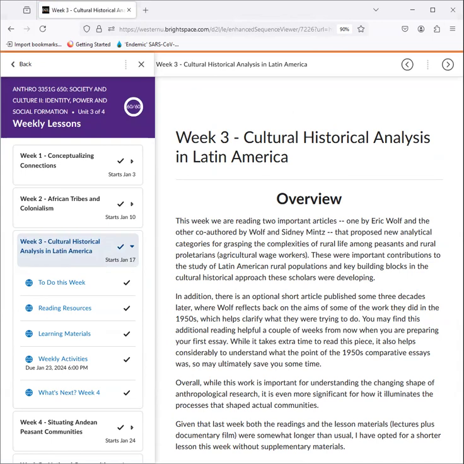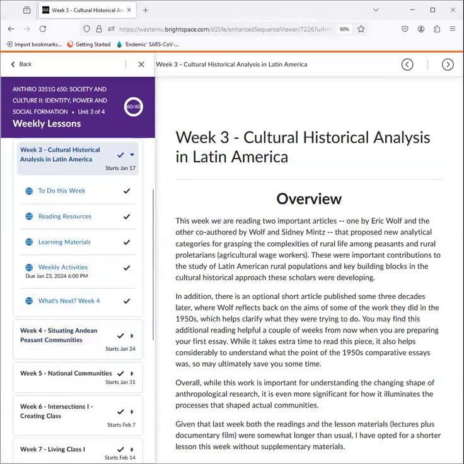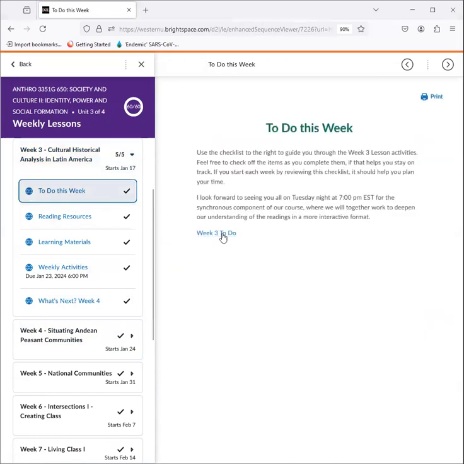I took the opportunity of the Brightspace migration to group the weekly activities for each lesson in a more intuitive way, rather than just having a single long lesson page for each week, which involved a lot of scrolling for students. There is an overview when they first open the weekly tab, and then for every week, there is a checklist.